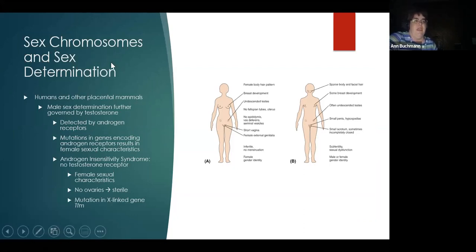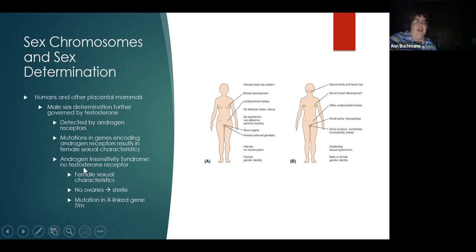So in humans, an XY person is normally male, but again, you have to have that SRY gene. And then beyond that, the male sex is further determined by the production of testosterone. And the testosterone has to be detected by androgen receptors in order to develop male secondary sex characteristics. So one of the most common forms of intersex is what's called androgen insensitivity syndrome. And there's a good number of women that have this.